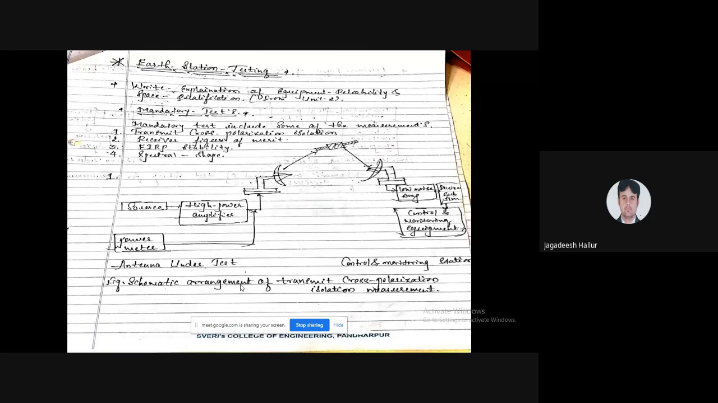Which are the mandatory tests they are going to do at the Earth station? That is very important. The mandatory test they are going to do is the transmit cross polarization isolation. Polarization of a particular antenna is very important. That is a test.